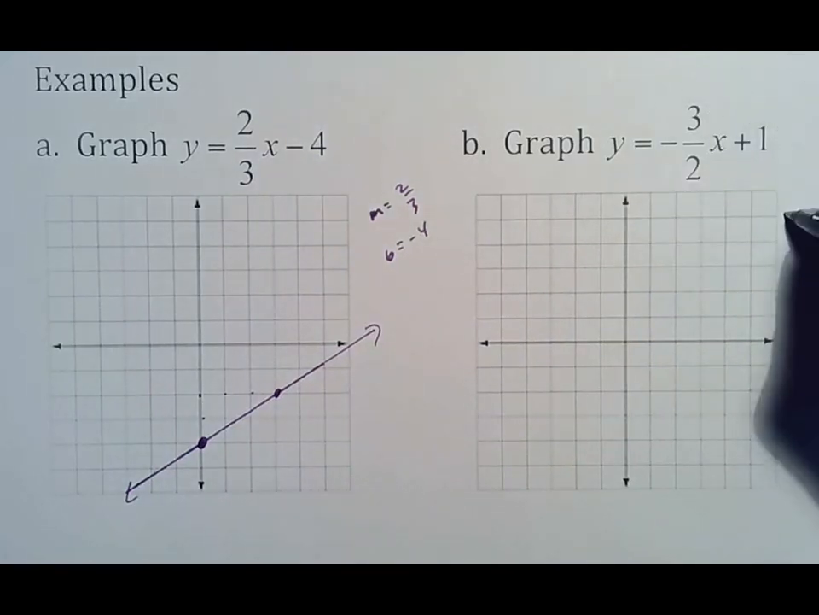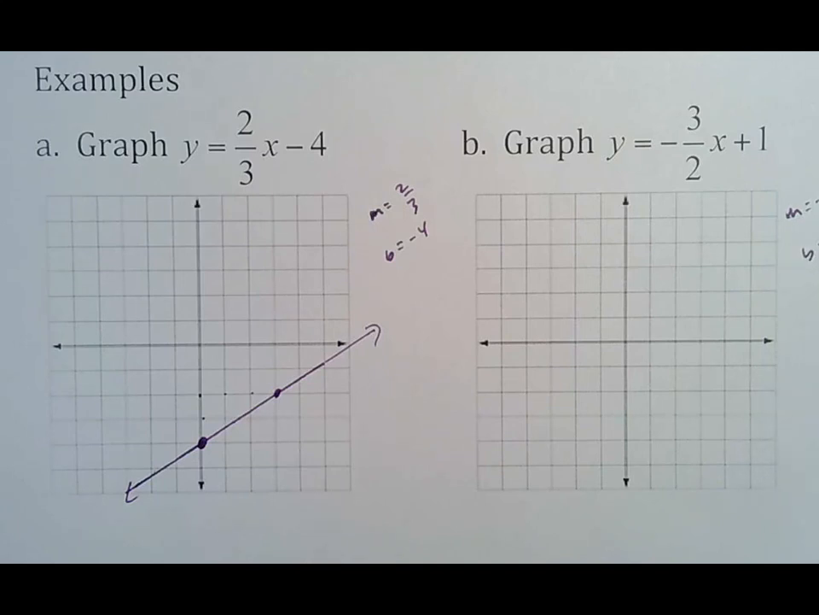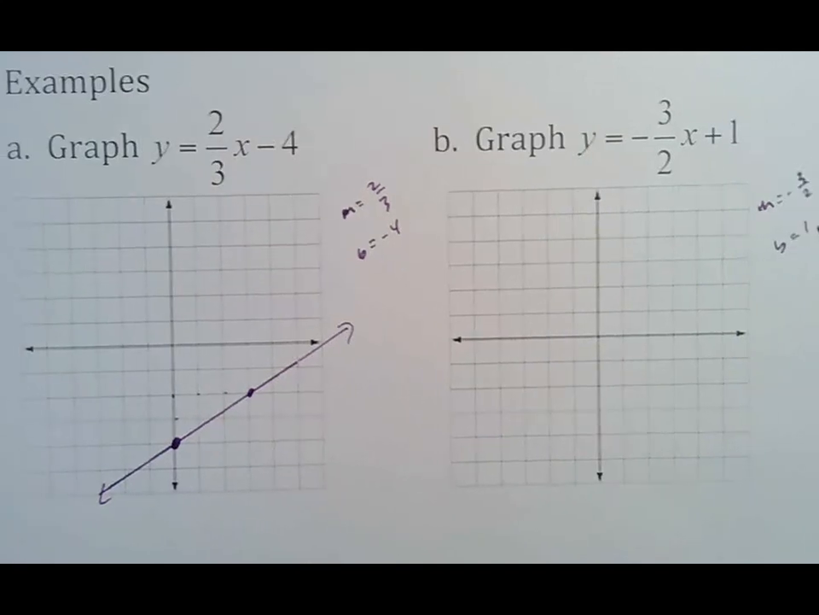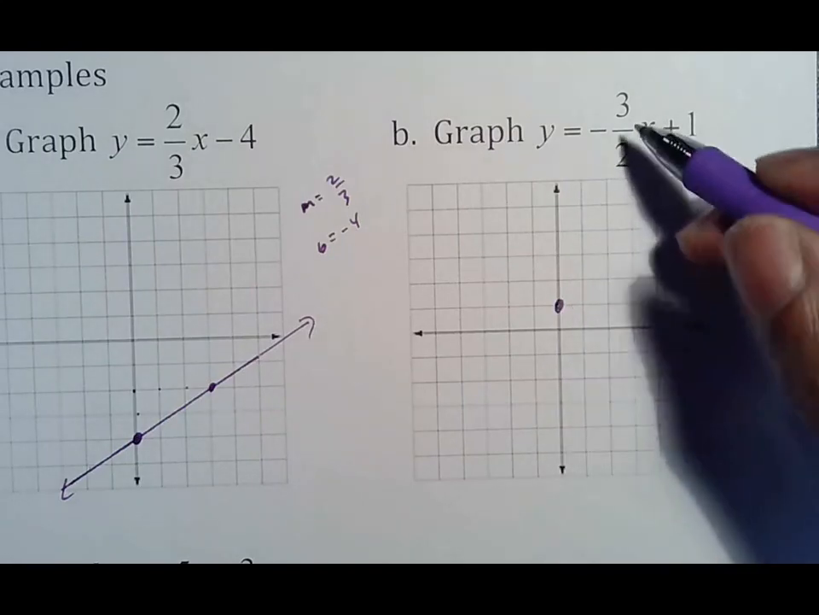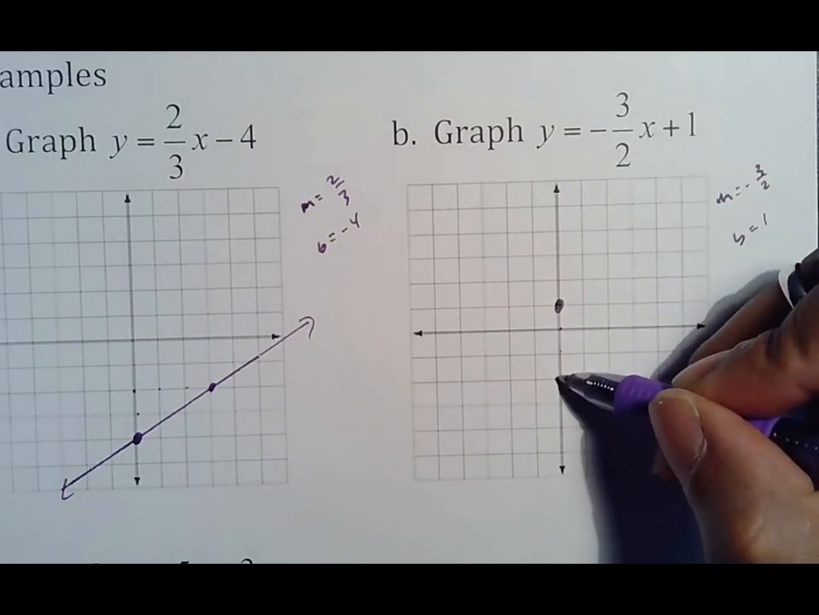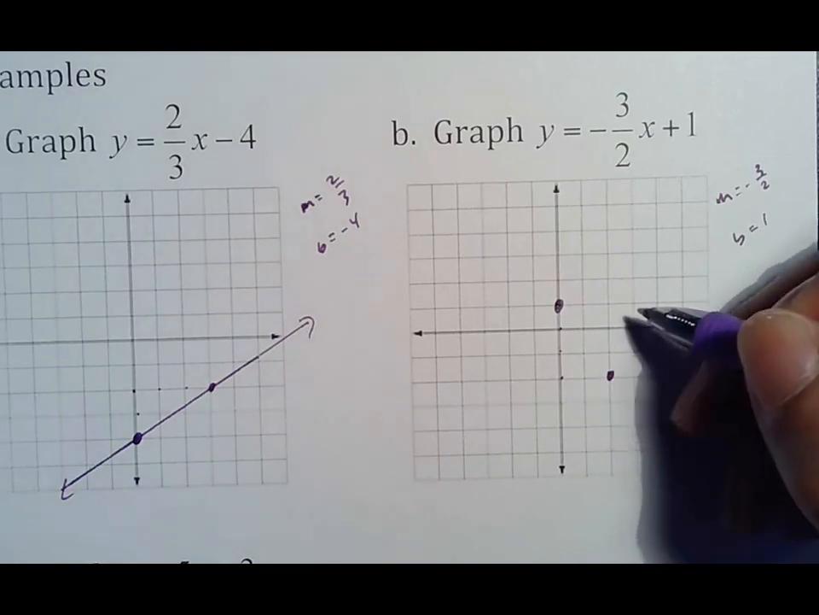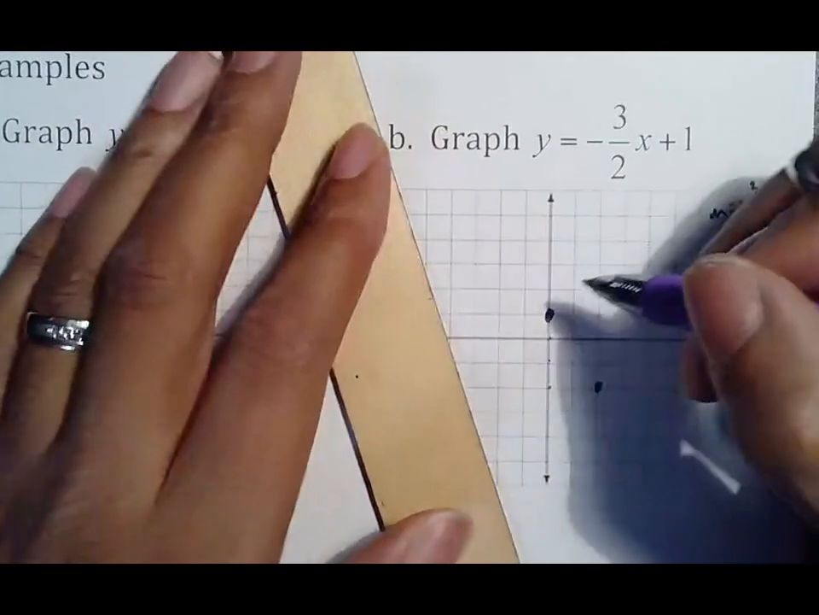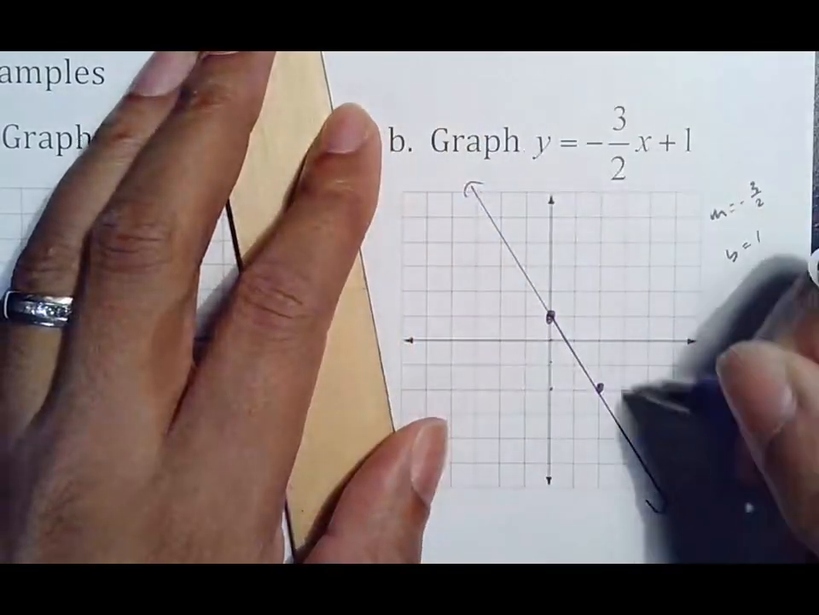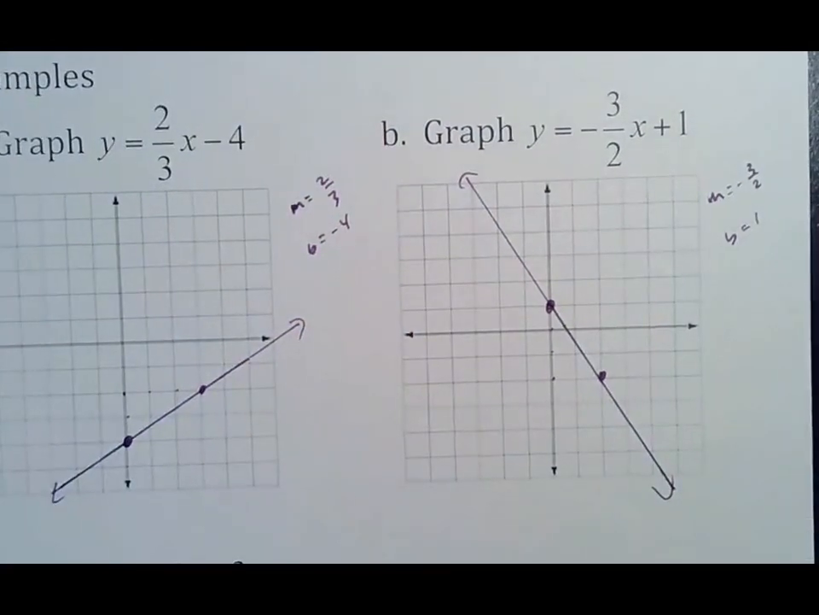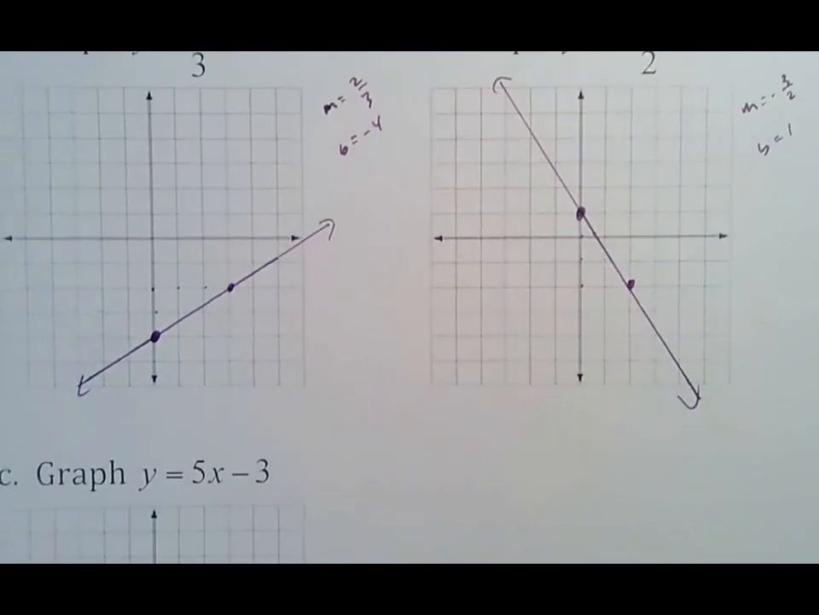If you were asked to graph this, again, first we want to understand that m is -3/2 and that b is 1. So the first thing we do is we look at b, which tells us to go up 1, and then from there, -3/2 means, remember, go down 3 and always run right. So right 2, and we draw our line through those 2. But that is how you graph a line in slope-intercept form.